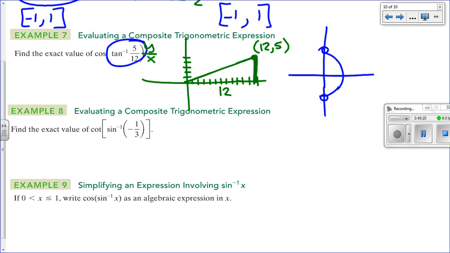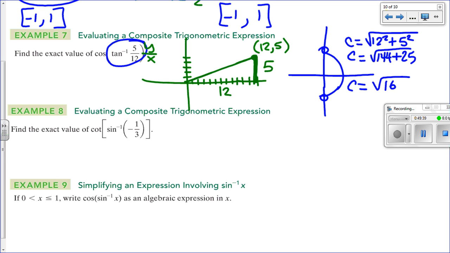So the horizontal distance is 12, the vertical distance is 5, and to find the hypotenuse, that's not an issue, right? We can find that pretty easily, and that will be the square root of 12 squared plus 5 squared. So that will be the square root of 144 plus 25, which will give me the square root of 169, which is equal to 13. So the hypotenuse is 13. Okay, now let's go back to the problem.